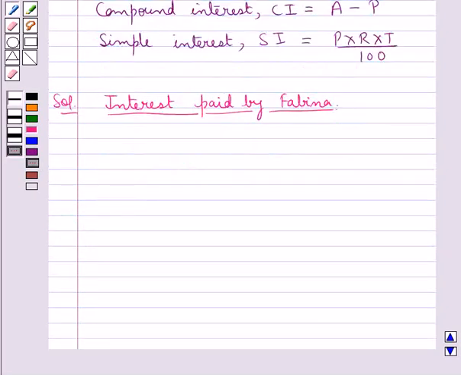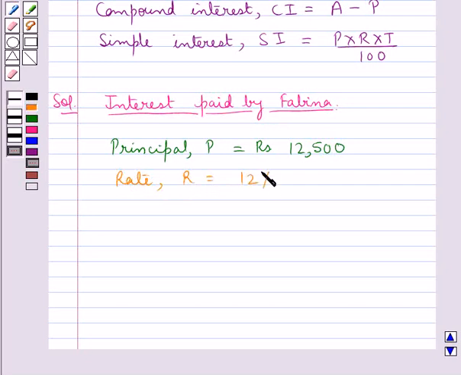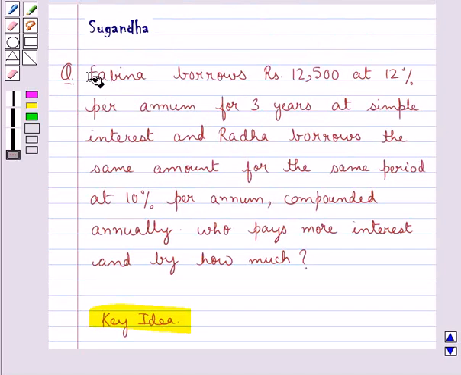Now first let's find the interest paid by Fabina. Now in this case, the principal P is equal to ₹12,500. Now rate R is equal to 12% per annum. Time T is equal to 3 years. Now it's given in the question that Fabina borrows the amount at simple interest.